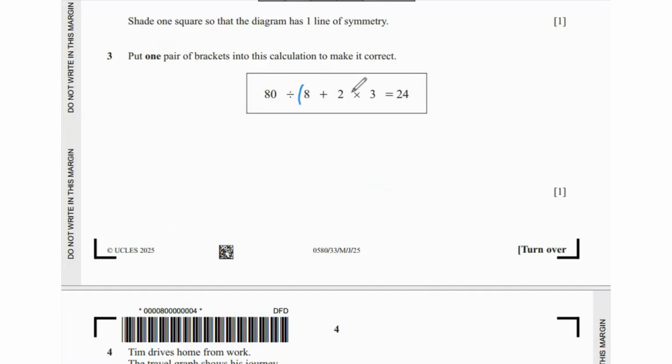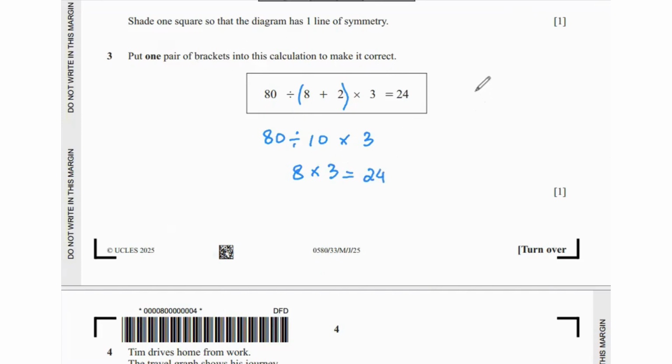Then let's say the bracket comes around 8 plus 2. So that's 80 divided by 10 times 3. 80 divided by 10 is 8, and 8 times 3 is 24. So that works over here.